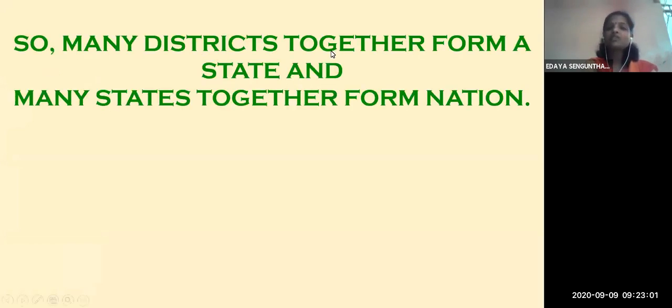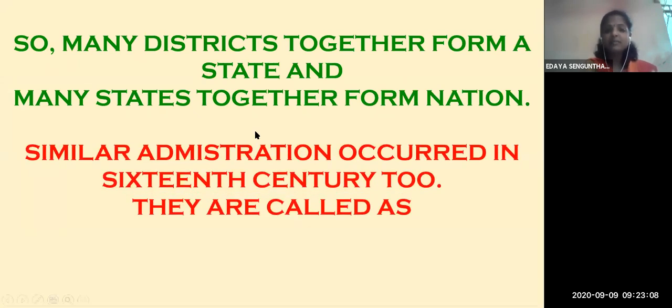So many districts together form a state and many states together form a nation. A similar administration existed in the 16th century. Which century is going on currently? Anyone can answer? Which century is going on currently? 2020. Yes, 2020 is the current year, but the century is the 21st century. The years 2001 to 2100 form the 21st century.